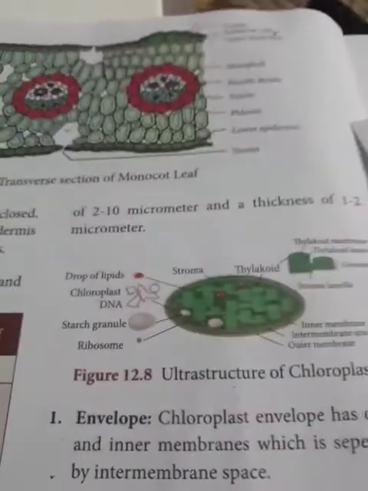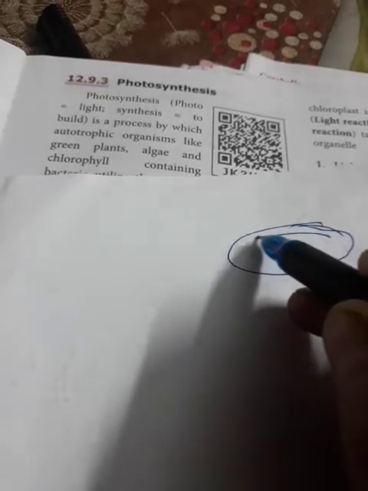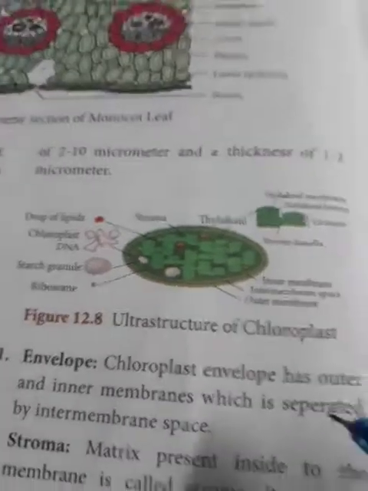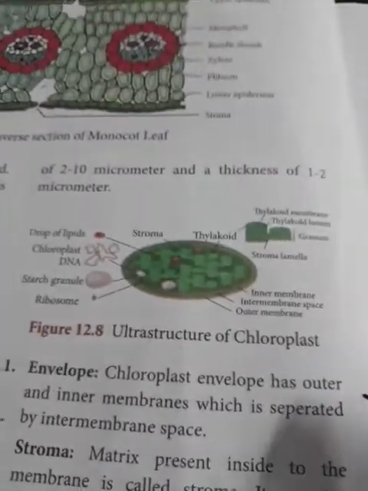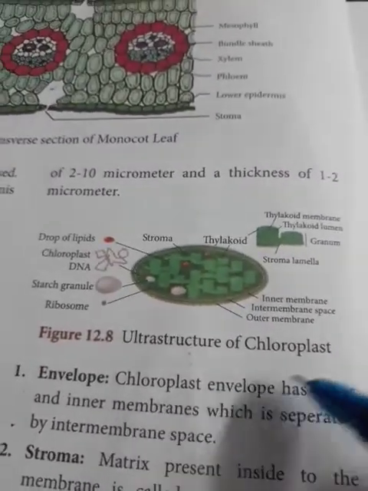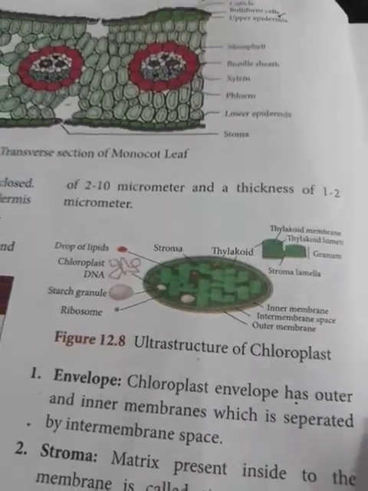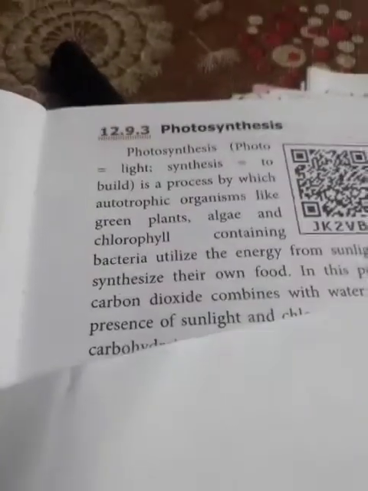The envelope. We have told that the chloroplasts are oval in shape, like this, and it is a double membrane. Membrane is called the envelope, double membrane bound organelles. So the envelope is present. The membranes are called envelope. Chloroplast envelope has outer and inner envelope covering.